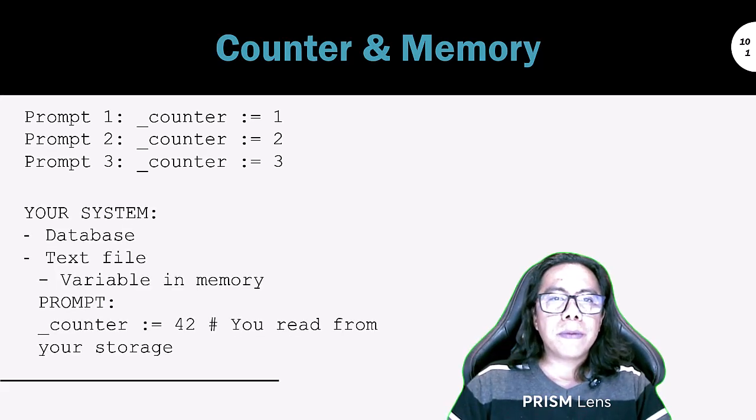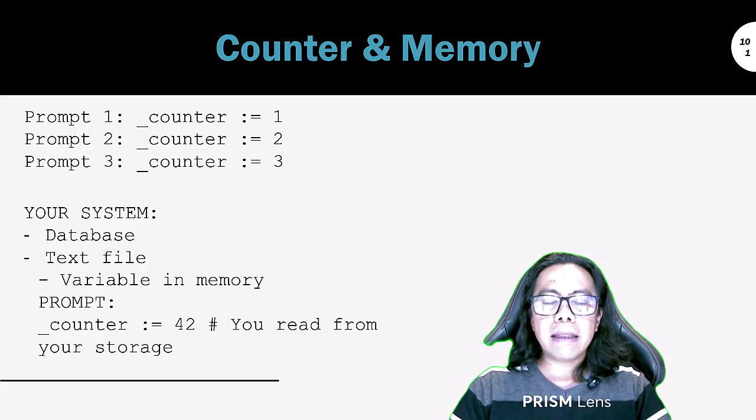Persistent memory. It lives in your system, your code, your database, your file. You save it, you retrieve it, you send it when you need it. The artificial intelligence only uses it during execution, but doesn't own it.